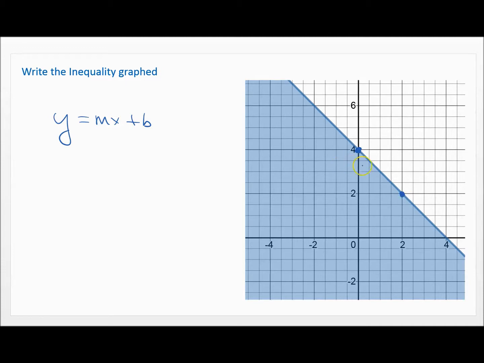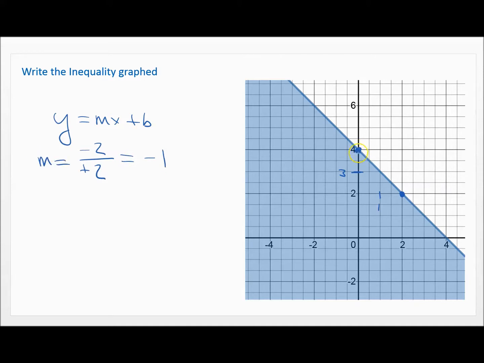Now remember, every line here, be careful, is not a whole number. This is 3 right here, okay? So this is not 4, 3, 2, 1, right? This is 4, this is 2, so there's 3 in the middle. So I'm counting down 2 and right 2. Okay, that's 1 right there. So down 2, right 2. So down 2, right 2 means my slope is -1.